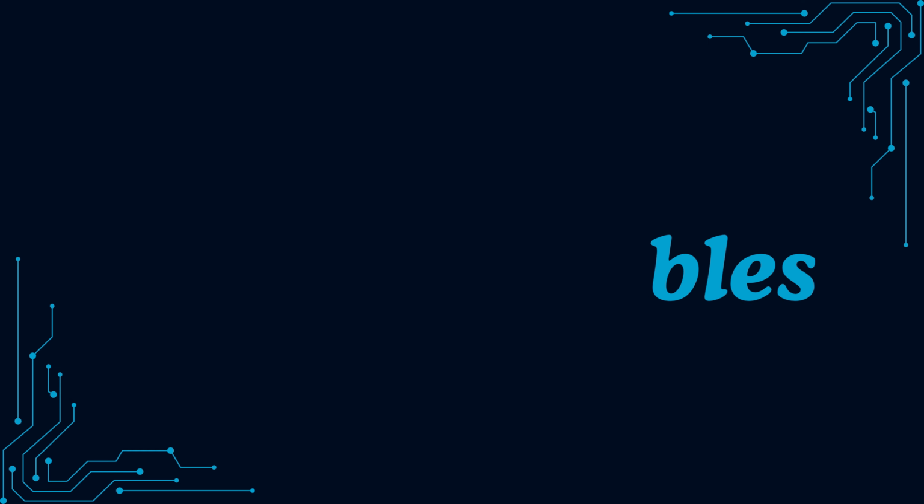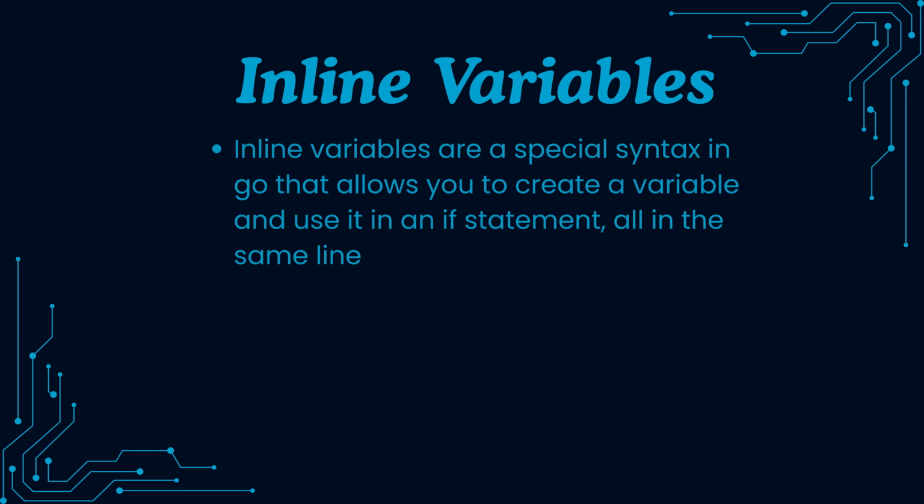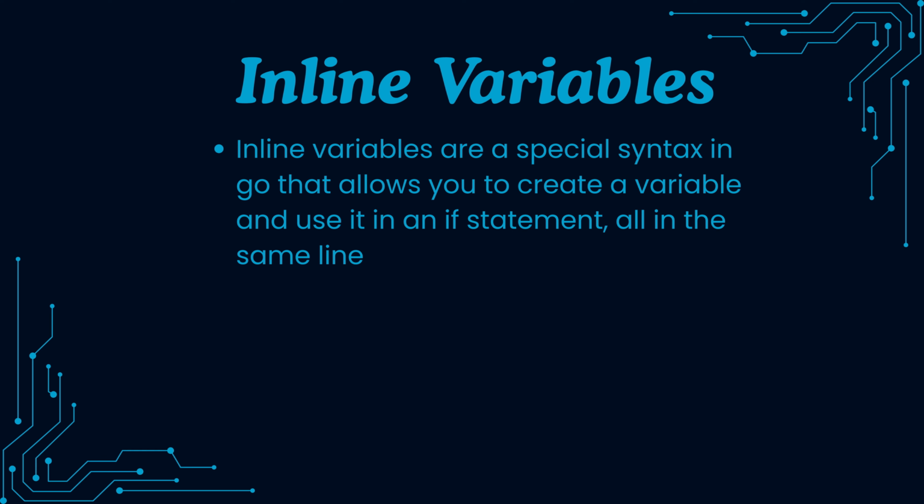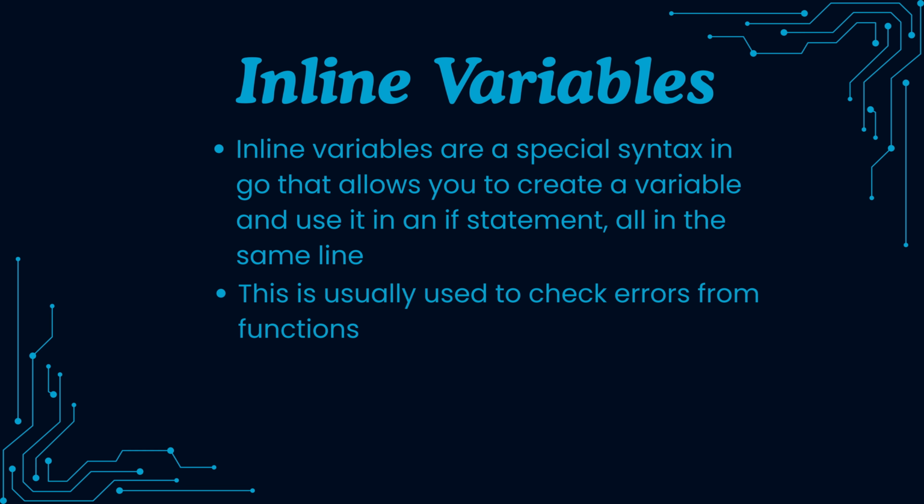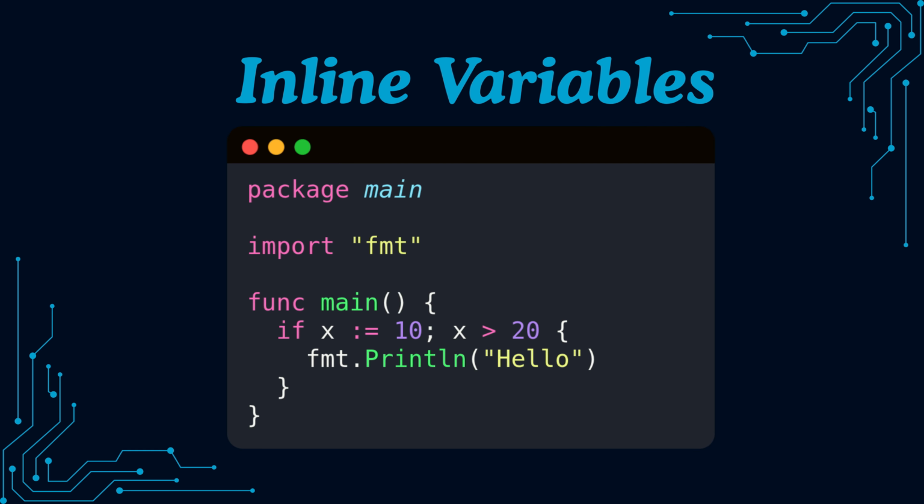Inline variables. Inline variables are a special syntax in Go that allows you to create a variable and use it in an if statement, all in the same line. This is usually used to check errors from a function and then handle that error if it exists. This simple example shows the syntax for inline variables. We create a variable after the if keyword, and then we use that variable in the if statement. If the condition is true, we enter the if statement.